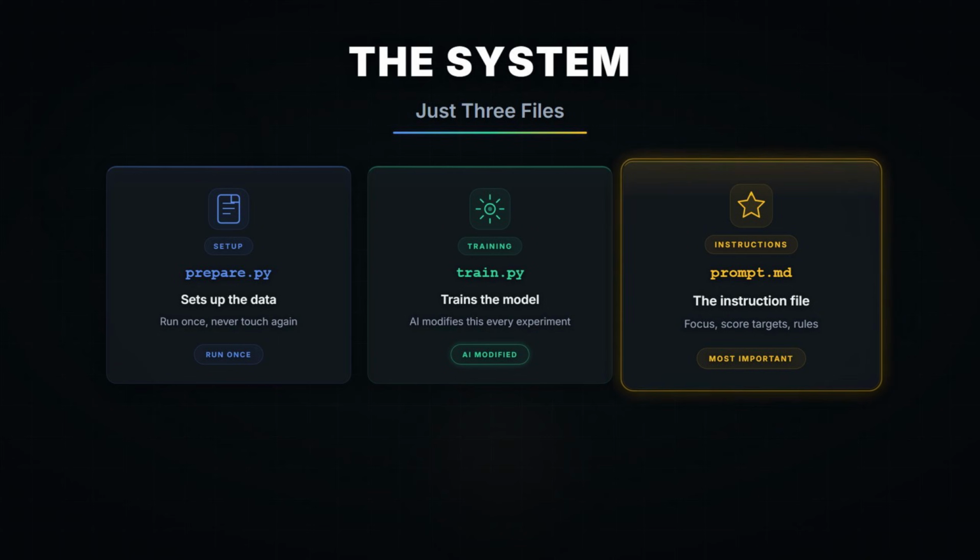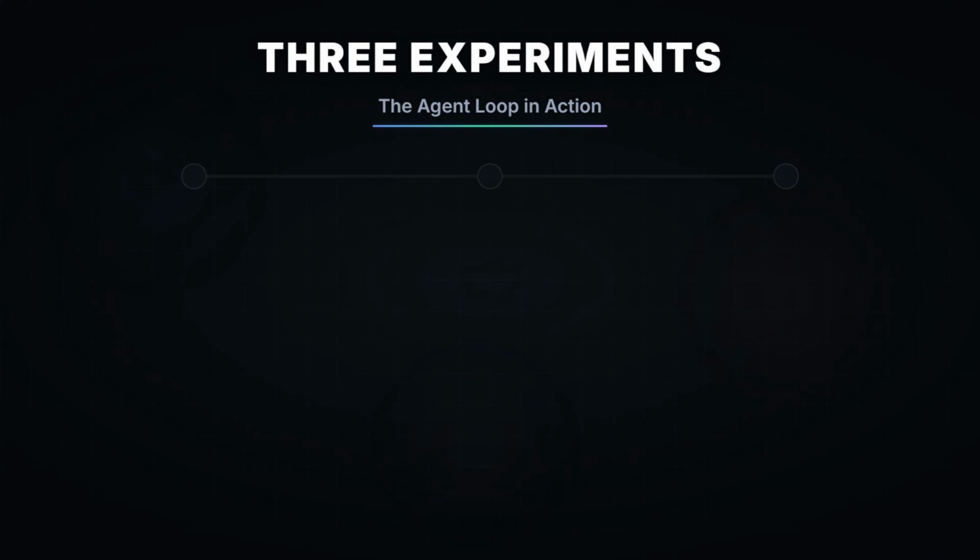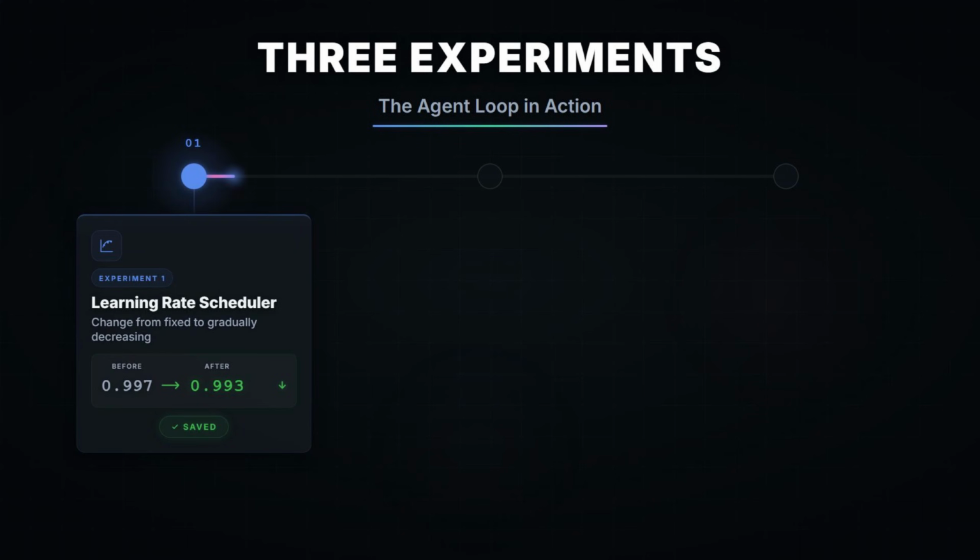Let me show you what this actually looks like when it runs, and I'll keep it simple. Let's say your code runs through three experiments. In experiment 1, the agent reads its instructions in program.md. It looks at the training code and it comes up with an idea. What if I change the learning rate from a fixed number to one that gradually decreases over time? It makes that change, runs the training in 5 minutes, and checks the score. And let's say the score went from 0.997 to 0.993. Lower is better in this case. So that's an improvement. The agent saves that change and moves on.